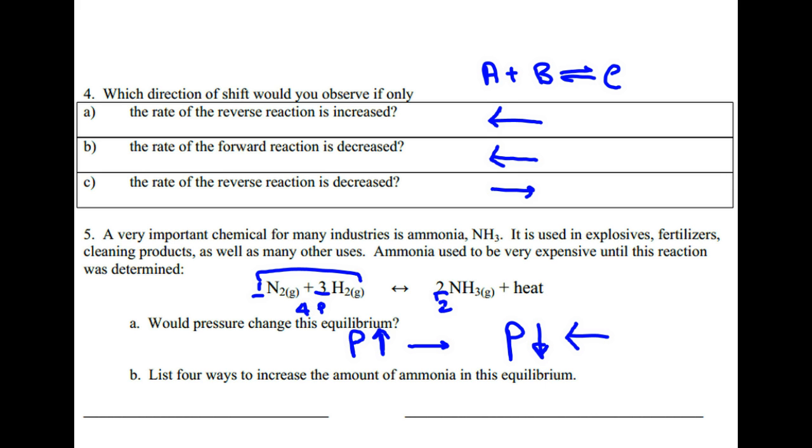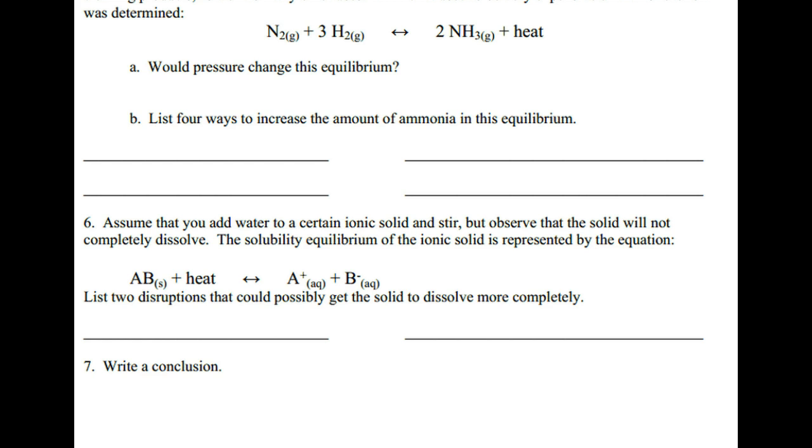And then for B, it says to list 4 ways to increase the amount of ammonia, which is the NH3, in this equilibrium. Well, there's a bunch of different things that we can do. We can remove heat. By doing that, the balance would be off and it would want to move to the right. We can remove NH3, same thing, the balance would be off and it would tilt back to the right.